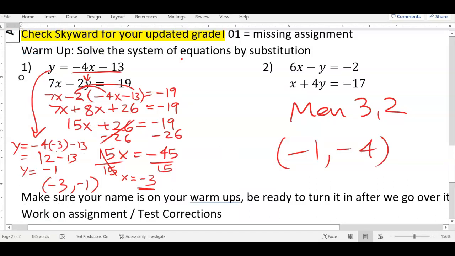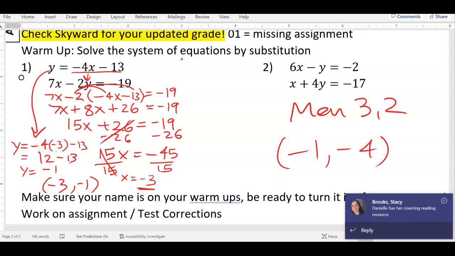So everyone has been exposed to substitution, even if you're sleeping. I know it's a lot of steps, but you have notes on it from yesterday, and you have this warm-up.